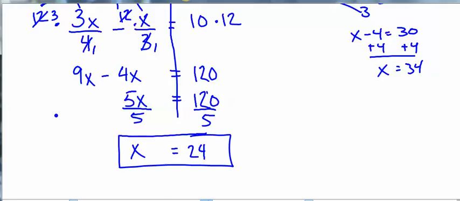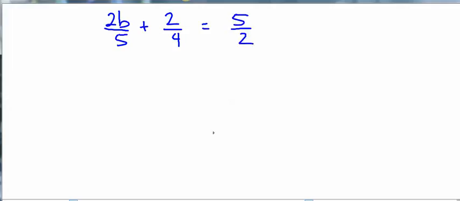So try this. 2b over 5 plus 2 over 4 equals 5 over 2. What can you multiply through by to clean this up? 20. Why'd you pick 20? Because 2, 4, and 5 all go into 20 evenly, don't they?